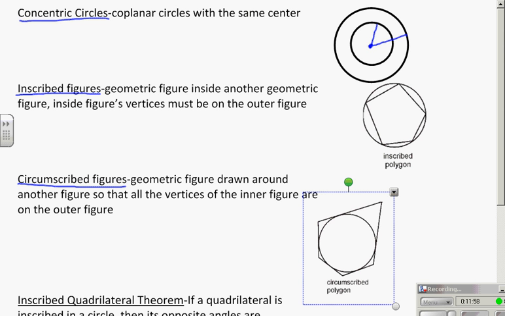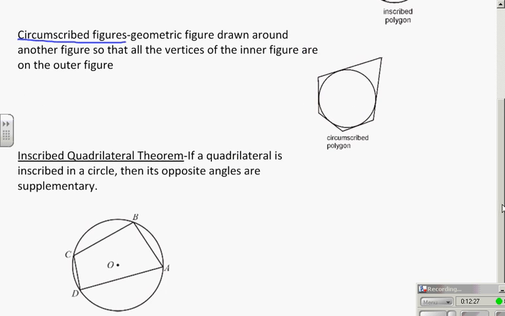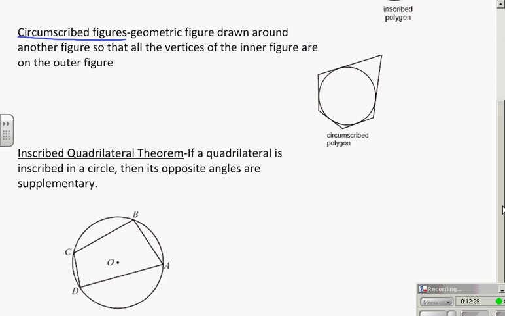An inscribed figure and a circumscribed figure really are just talking about English skills. Are we talking about the outside figure or the inside figure? Same difference. It's one geometric figure inside another one. The inscribed figure is telling you which one is inside. So it's a geometric figure inside another geometric figure with the inside figure's vertices on the outer figure. So we can have polygons inside of circles. We can have circles inscribed in squares. Just telling you which one is the inside picture.